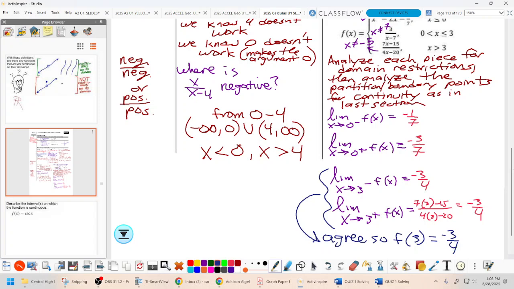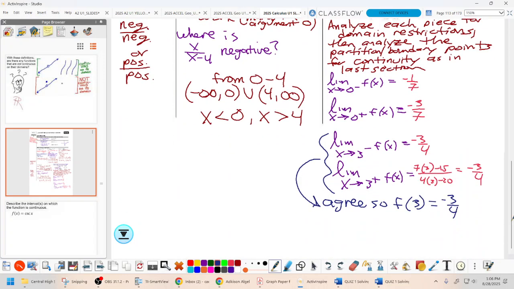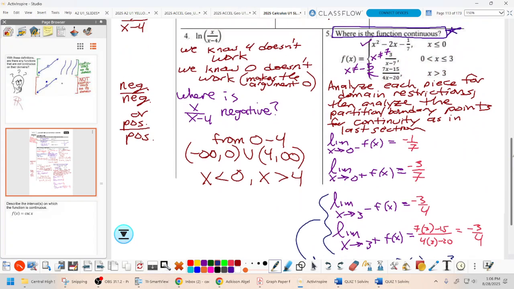We know it's not continuous at 0. So now remember, we're not answering what is the domain. We're saying where is it continuous. We're still going to use an interval, but we're answering a different question. So make sure to clarify that in your brain. So don't just kick out the domain issue.